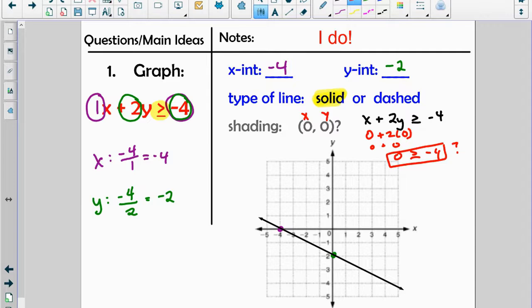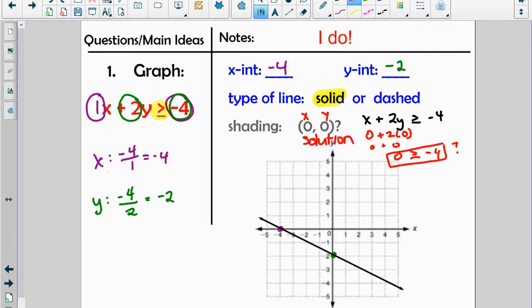Is 0, well, I know it's not equal because they're not the same number, but is 0 greater than -4? Think about your x-axis, your number line. Is 0 greater than -4? Yes, because 0 is to the right of -4. It is a larger value. So the origin, or 0, 0, is a solution.